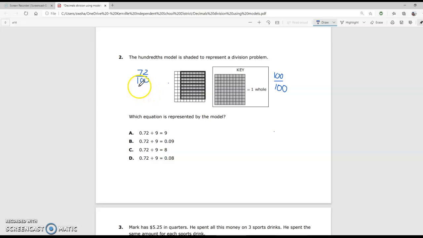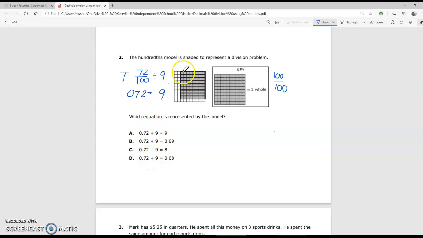So you know this is the total, and it's divided into 1, 2, 3, 4, 5, 6, 7, 8, 9. It's divided into 9 groups. So it's 0.72 divided by 9.